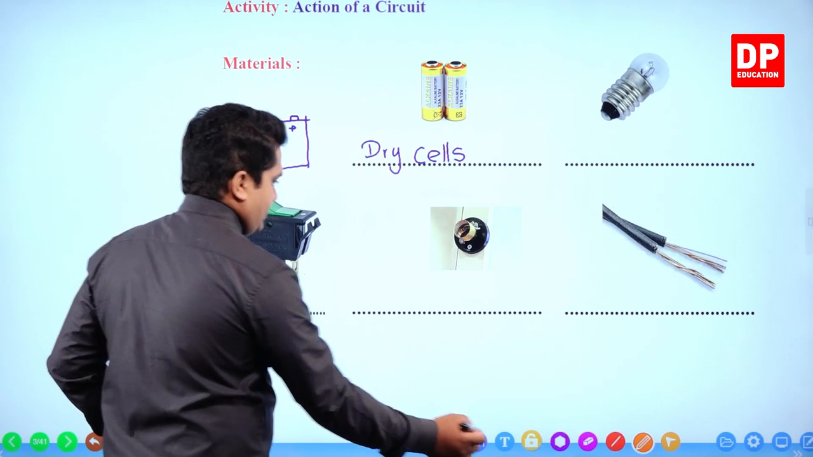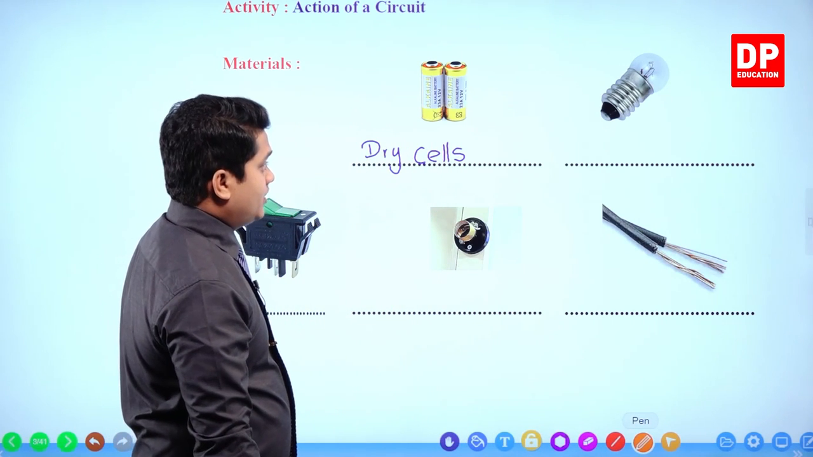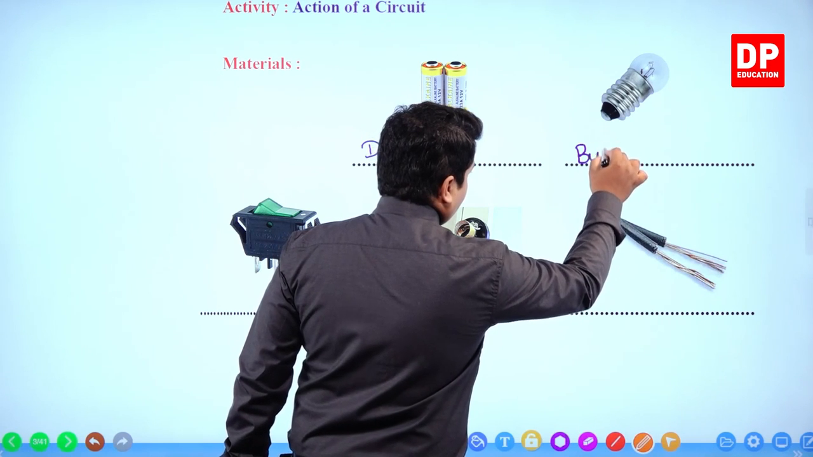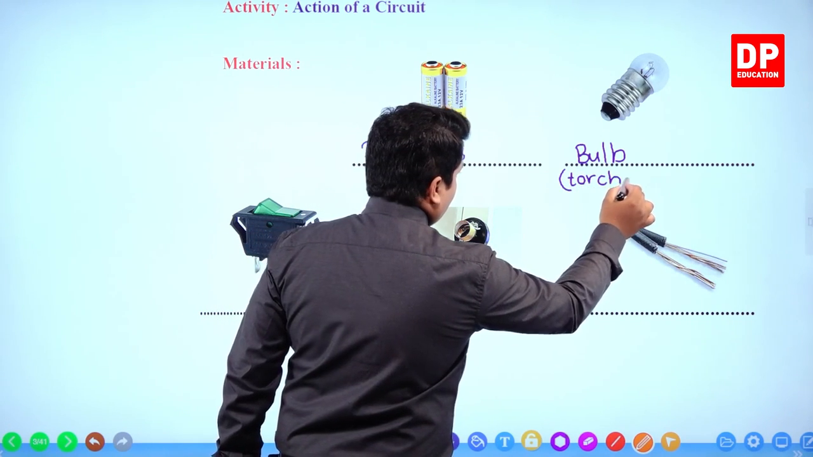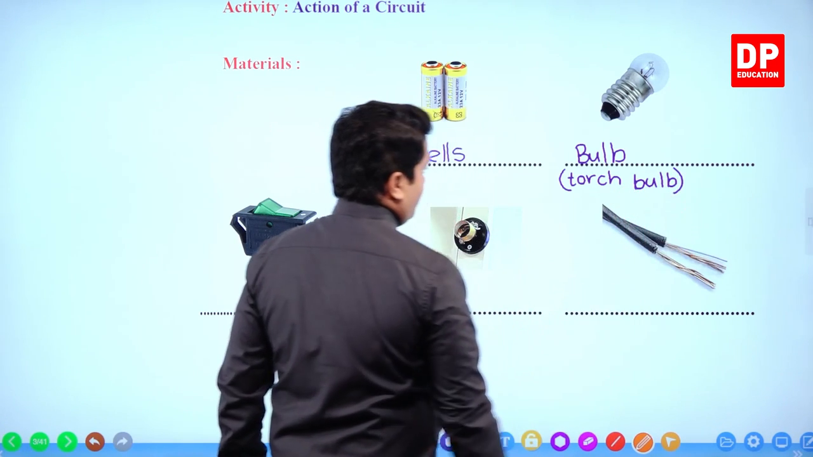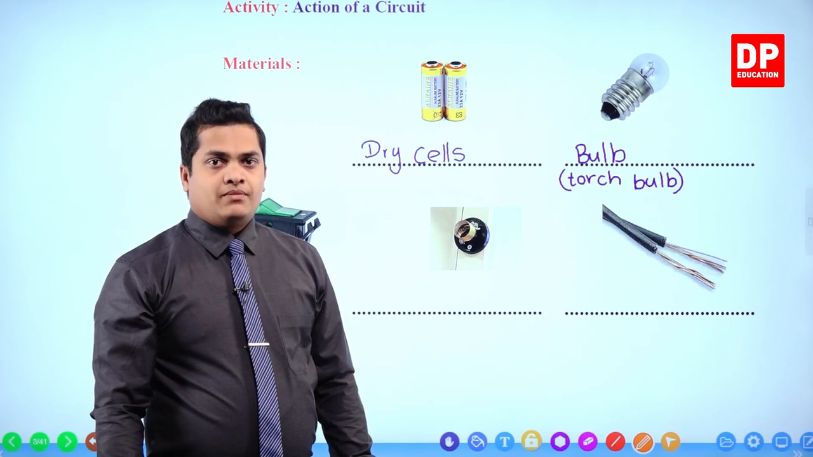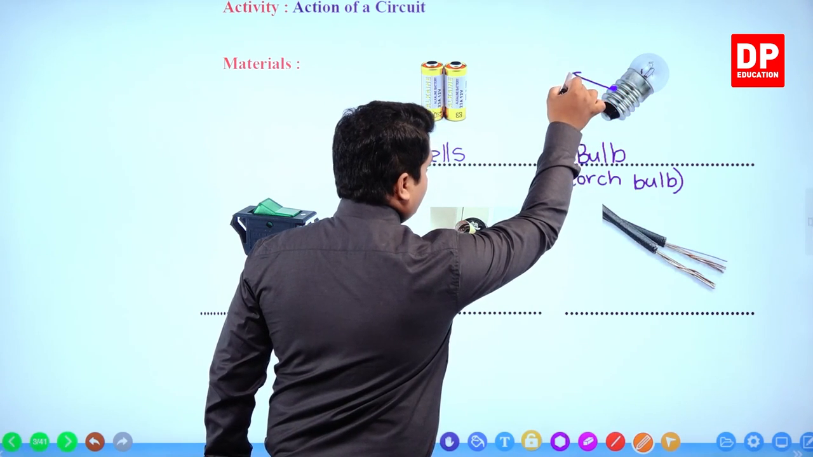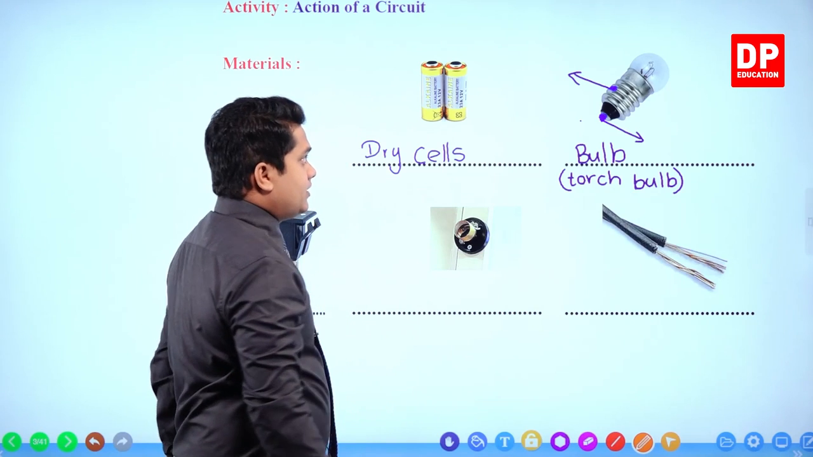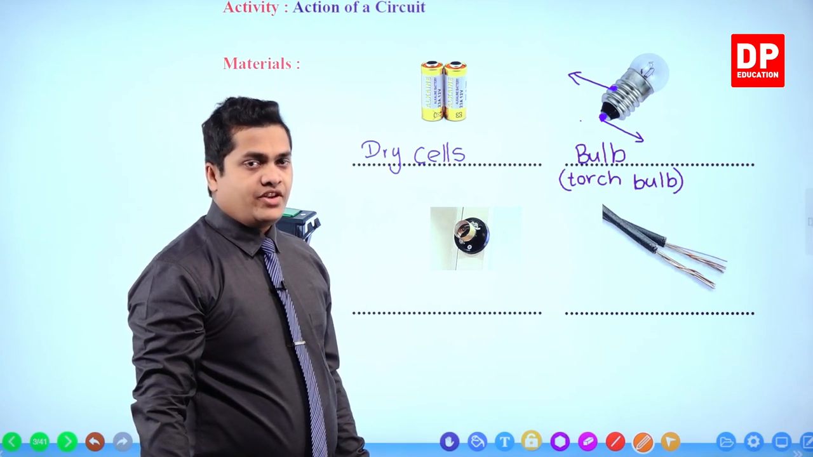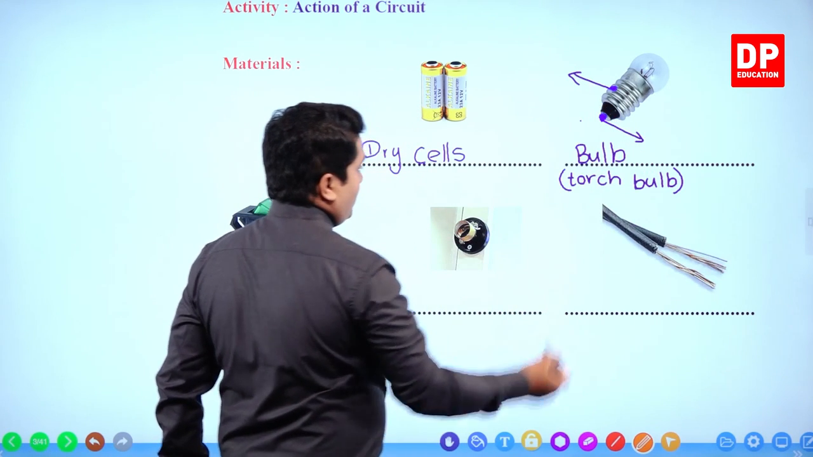Okay then. I'll erase this one. Let's see what other materials we need. We'll be needing a bulb, right? Actually, this bulb is called a torch bulb. This is called a torch bulb; in flashlights, I mean in torches, we use these bulbs, okay? The terminals of a torch bulb are located here, this cap, and here at the bottom, this area, there is another terminal. These are the two terminals. So when you are providing electricity, we have to connect with these two terminals.